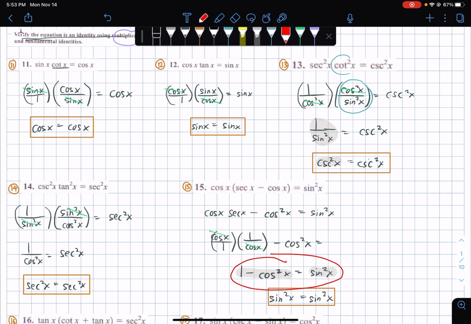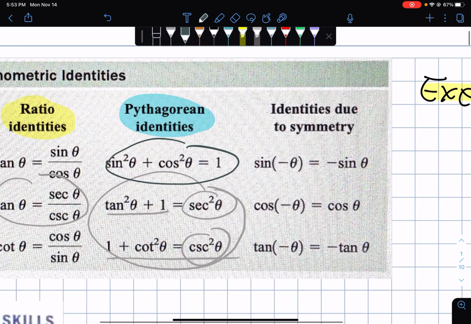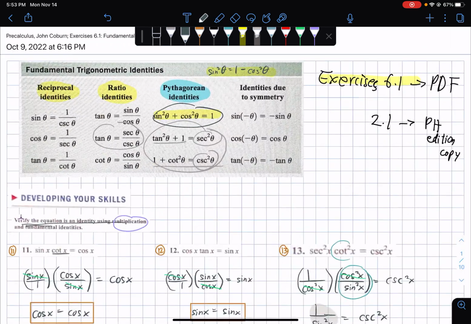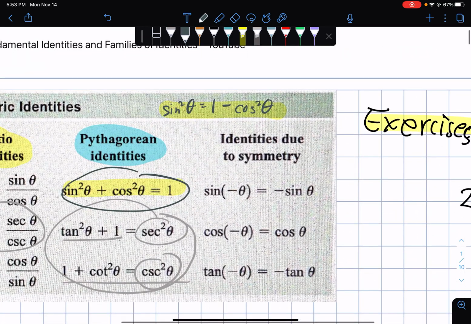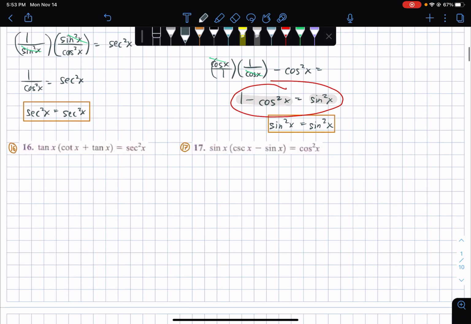If you're wondering where this identity came from, it's basically derived from this one. Basic algebraic manipulation: sine raised to 2 theta is equal to 1 minus cosine raised to 2 theta. This is a derivation from this one. Of course, consequently, you could say that cosine raised to 2 theta is equal to 1 minus sine raised to 2 theta. Basic algebra. Alright, let's move to number 16.